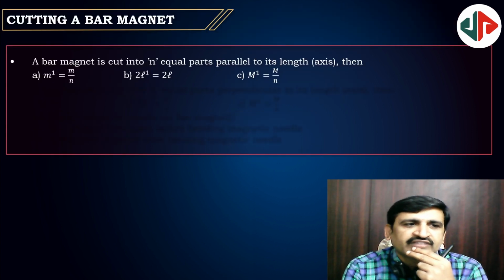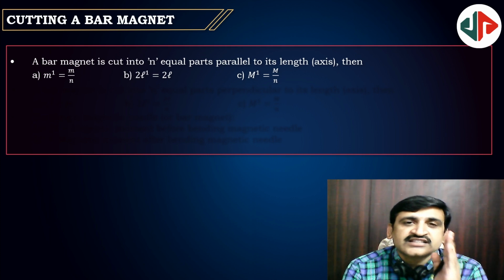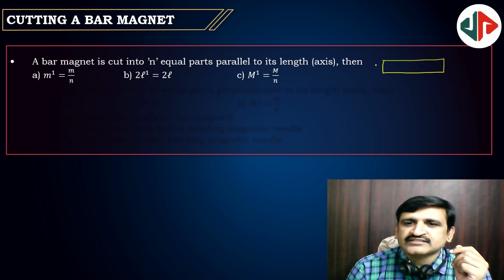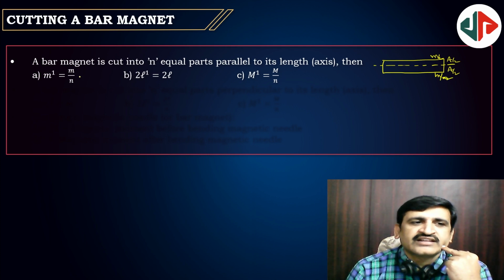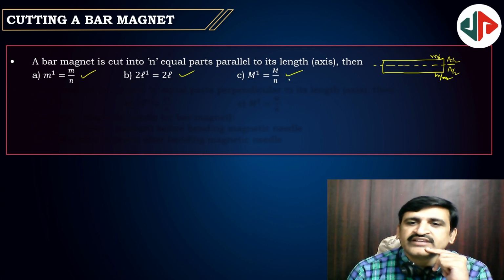Cutting a bar magnet. If you cut the bar magnet in equal parts parallel to the length, lengthwise, the cross sectional area of each piece will change. If a bar magnet is cut like this, the cross sectional area becomes a by 2 and a by 2. Then obviously pole strength will be m by 2 and m by 2. If it is cut into n parts, then m by n. And the length will be the same. Moment will become m by n, and pole strength will become m by n if you cut like this.